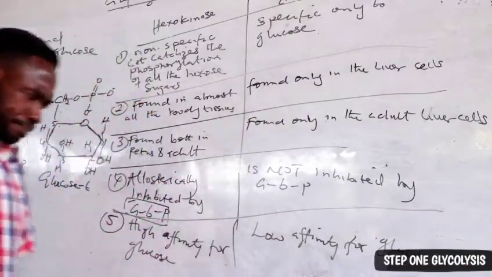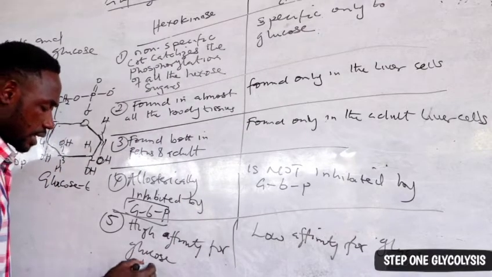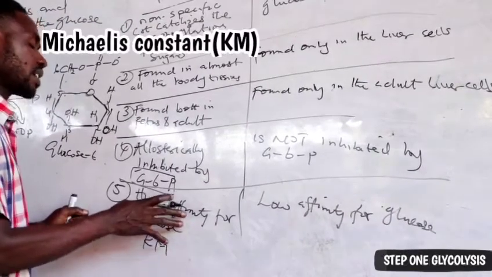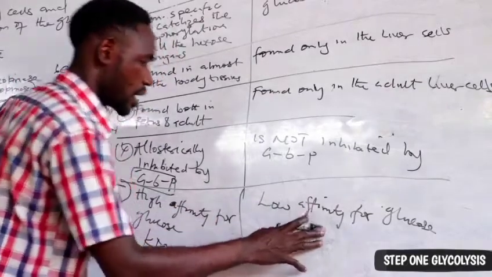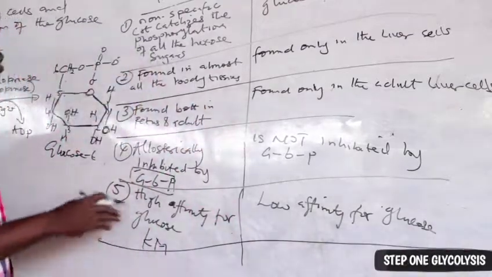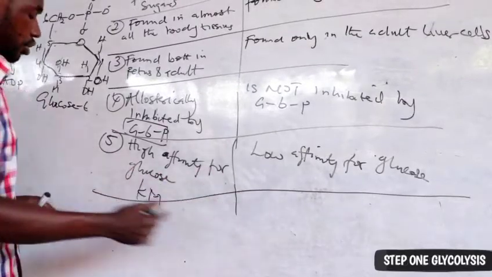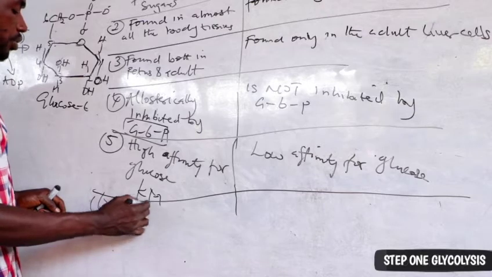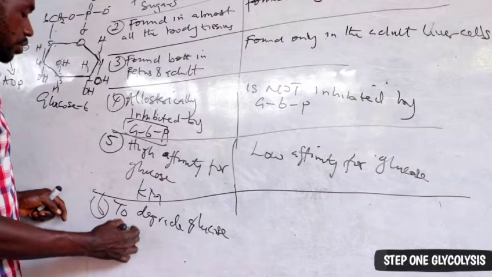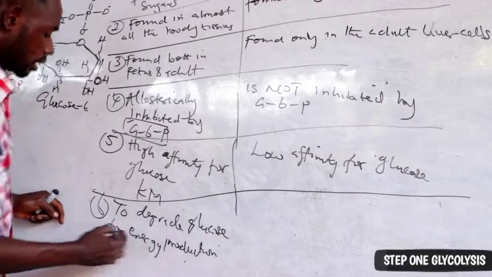Cleared? Yes. Then, one should note this. There is what we call the Michaelis constant, KM. The Michaelis constant of this shows that it has high affinity for glucose, and this one has low affinity for glucose. Then, this will lead to their main function. The main function of hexokinase is just to break down glucose for energy production. The main aim is just to degrade glucose for energy production in the tissues.